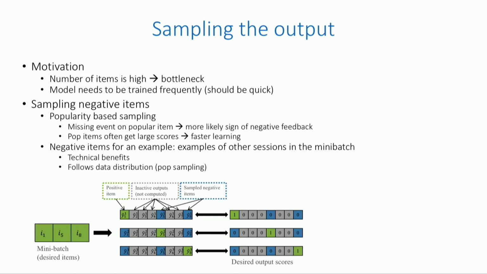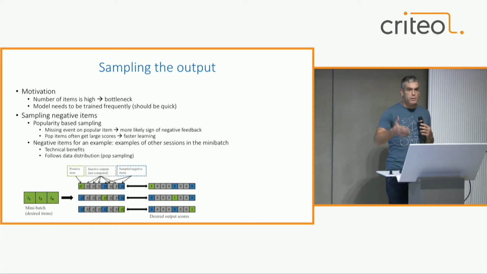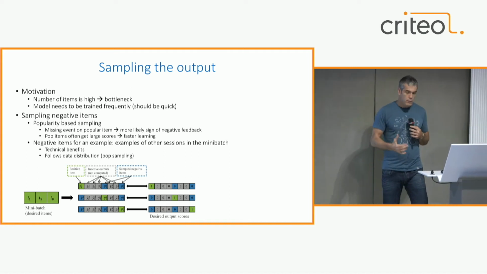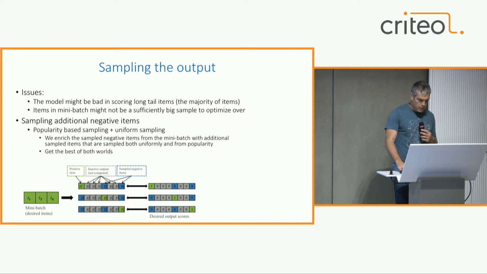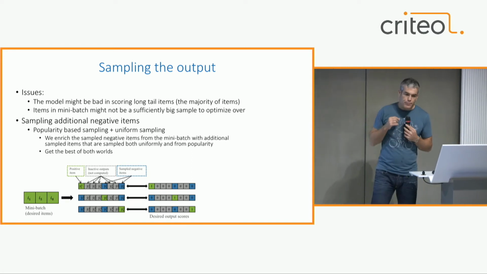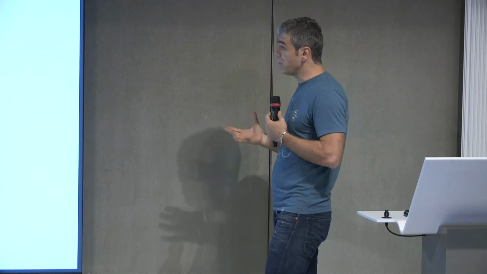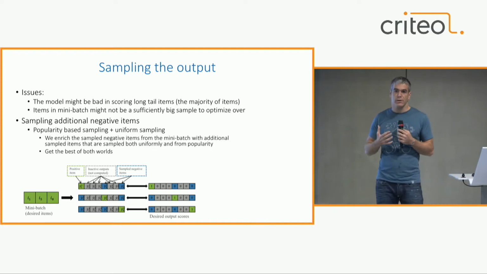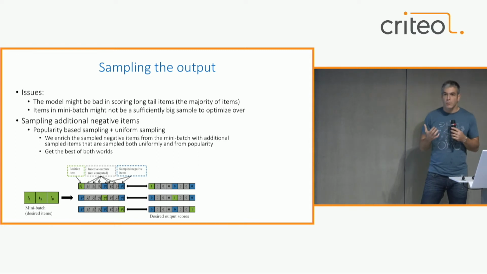And using these items as negative feedback for the ranking loss functions. This is essentially like sampling the data distribution, right? Which, as we know, in most of this data, you have really long-tail data distributions. And this was creating all sorts of issues. One of them was, of course, that once you sample the data distribution, your model might not become very good at scoring long-tail items, which is essentially the majority of items. And the items in the mini-batch are not enough to train your loss functions very well over the mini-batches, right? Because you only sample clicked items.